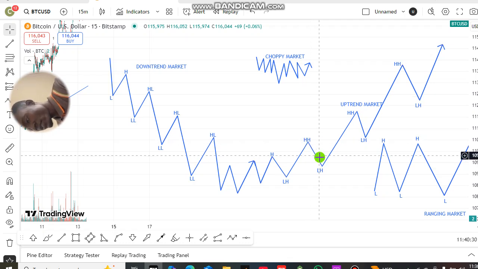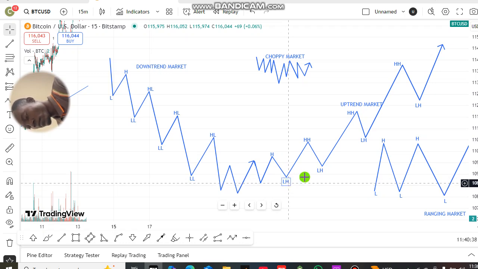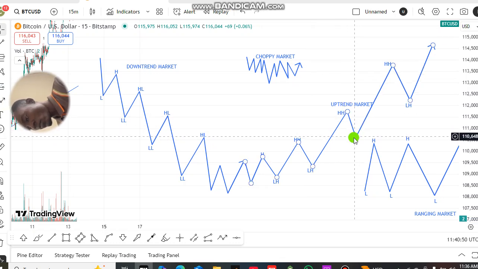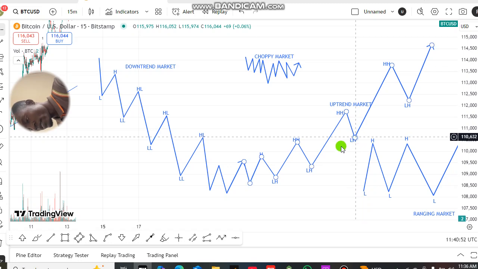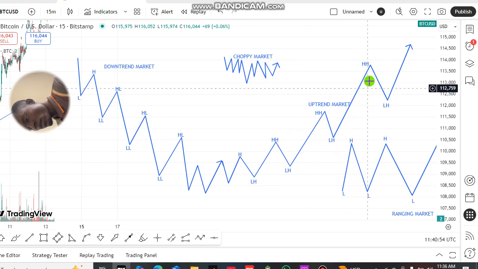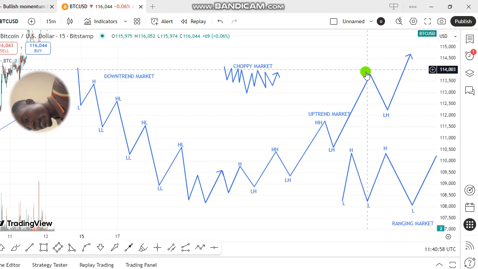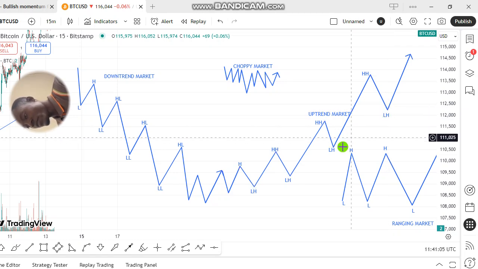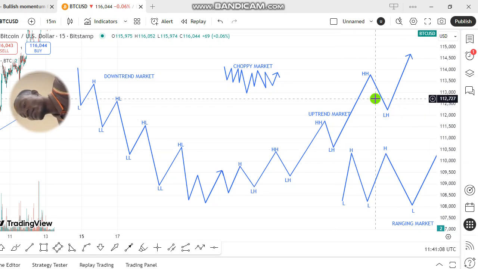Then the market retraces again to the downside to make a new low, and this new low is higher than the previous low. Then the market moves impulsively again to make a new high. This high is higher than the previous high, then it retraces again to make a new low. This low is higher than the previous low. Then impulsive again, it makes a new high. This high is higher than the previous high. It retraces again to make a new low. This low is higher than the previous low. So we say the market is in an uptrend.